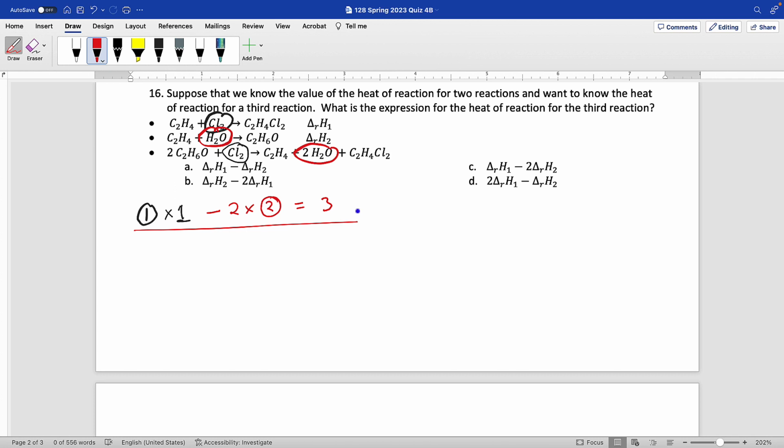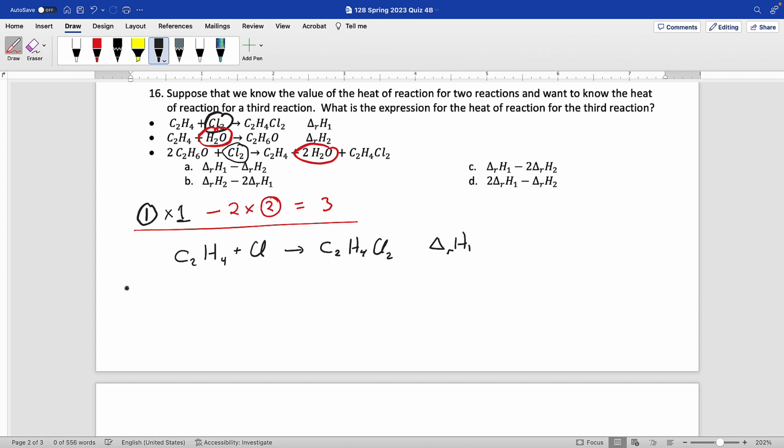So let's go ahead and write reaction 1, because we said we're going to have that in the forward direction. So we've got C2H4, that's ethylene, and we're going to have chlorine, Cl2, and we've got C2H4Cl2. So we've got dichloroethane there, and that's delta H1.